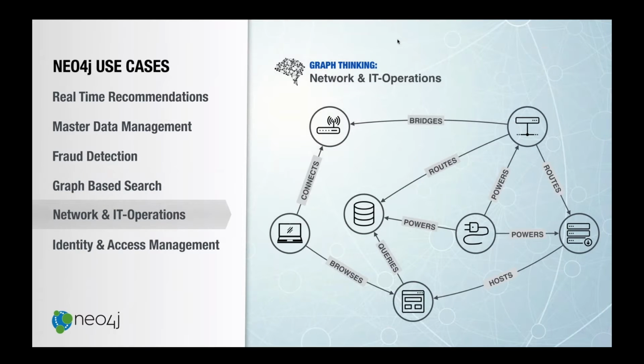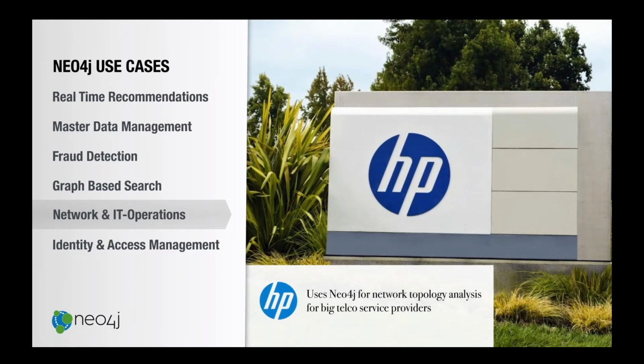Network and IT operations. If we model a data center as a graph, we can model applications, the databases that they depend on, and the server that those databases run on. This allows us to do dependency analysis and say, okay, if this virtual machine goes down, how many applications are impacted? Do we have a single point of failure in our current deployment structure? And HP uses Neo4j to model network topology for some large telecommunication providers.